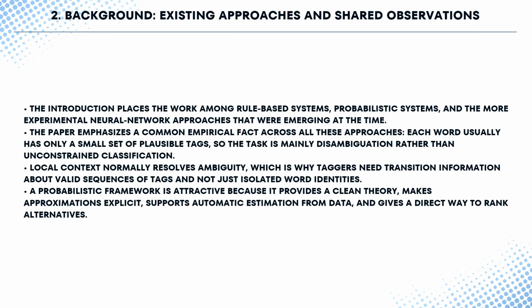Next point is local context resolves ambiguity, meaning the surrounding tags help decide the correct tag. That's why transition probabilities, in other words, tag sequences, are essential. Finally, the probabilistic framework is useful because it formalizes assumptions, enables learning from data, and also allows ranking of alternatives.